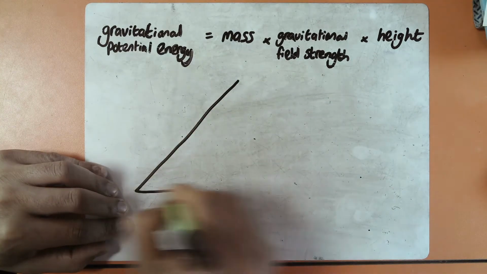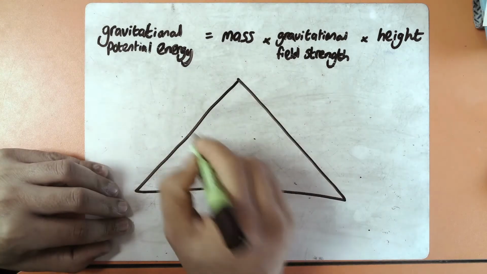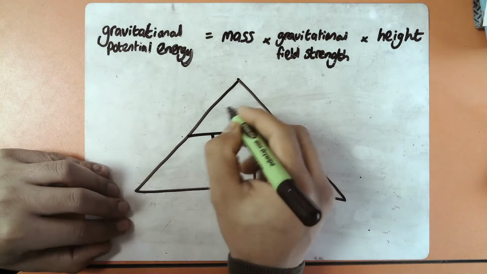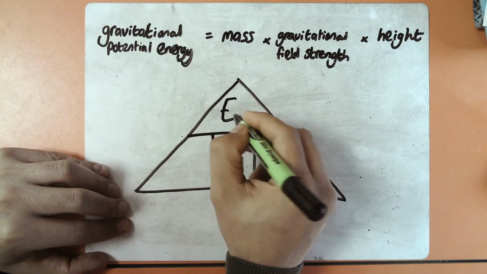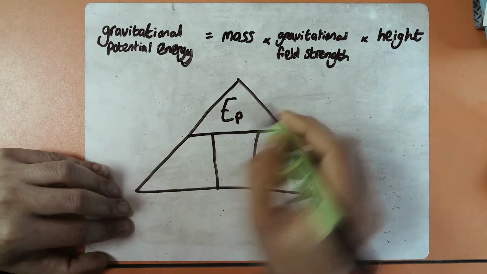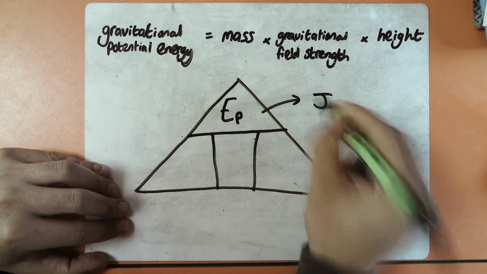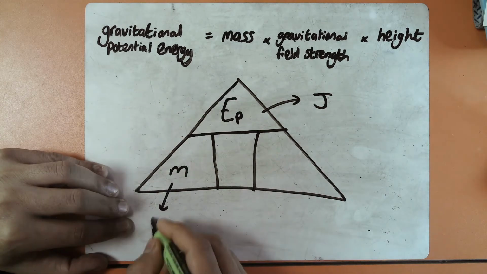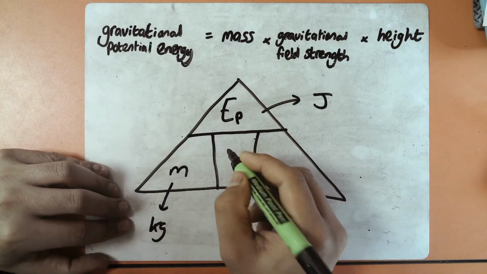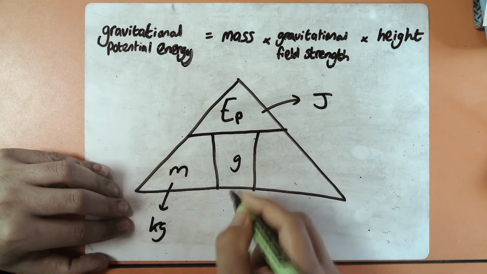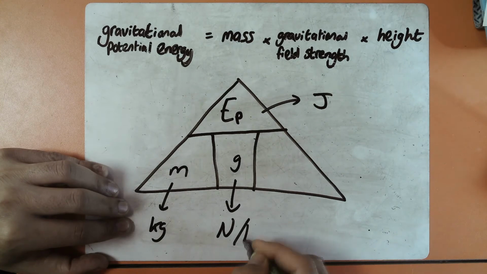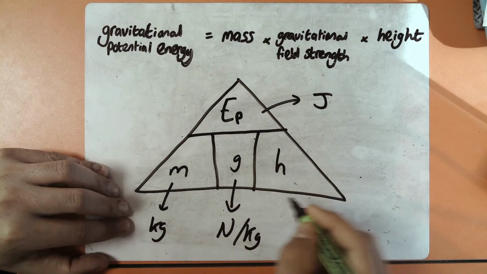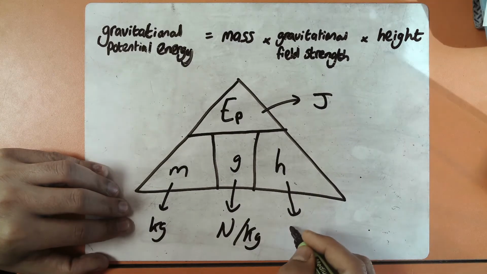As an equation triangle or a formula triangle, the gravitational potential energy goes at the top of the triangle, which is denoted with a capital E followed by a lowercase p, and is measured in joules. Mass is denoted with a lowercase m, measured in kilograms, and gravitational field strength is denoted with a lowercase g, measured in newtons per kilogram, and height is denoted with a lowercase h and is measured in meters.